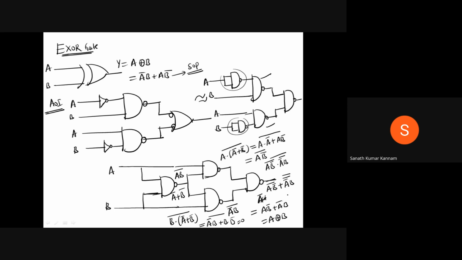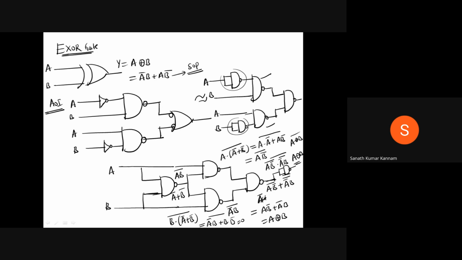And next, this one, if you give it to one more NAND gate connected together, you will get A XNOR B. You know that A XOR B whole bar equal to what? XNOR. So that means how many NAND gates are required to implement XOR gate? You require 4 NAND gates. How many NAND gates are required to implement XNOR gate? You require 5 NAND gates.